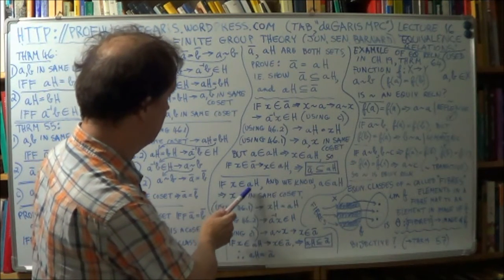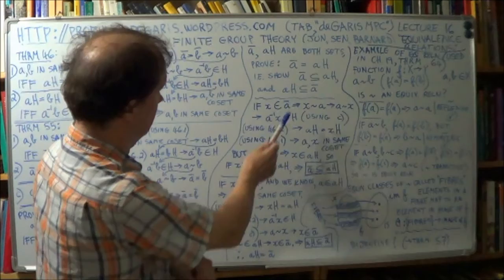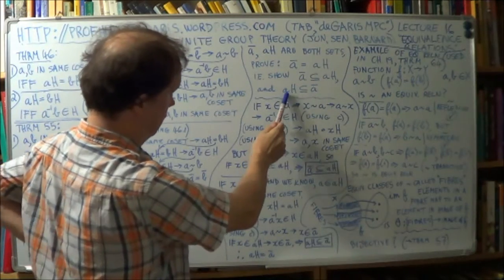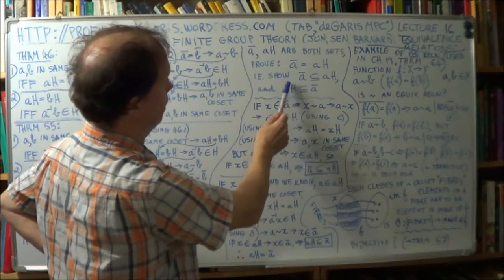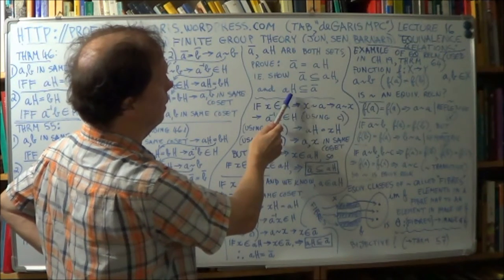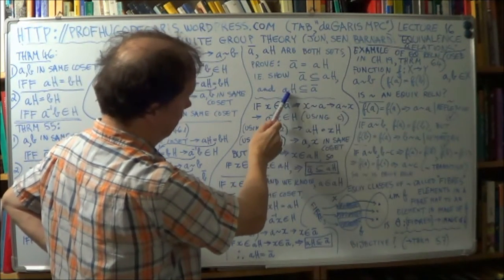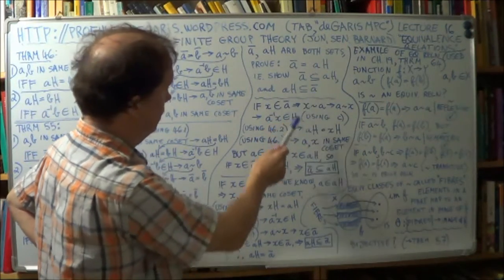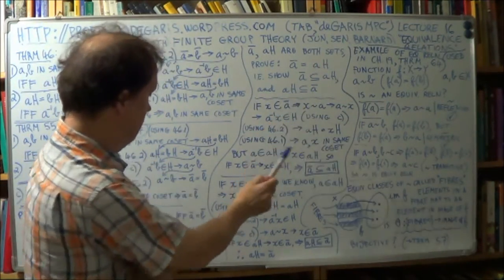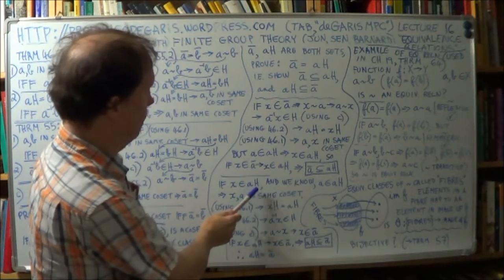Let's assume x belongs to AH. So we're going to try and show that this is a subset of that one. So for any x belonging to this, that x will belong to this one. So let's start with x belonging to AH. So let x belong to AH.